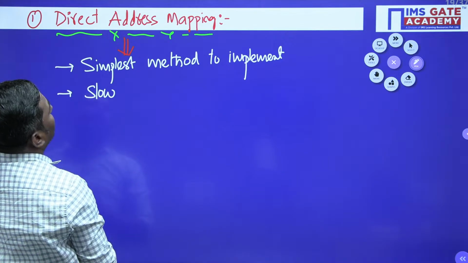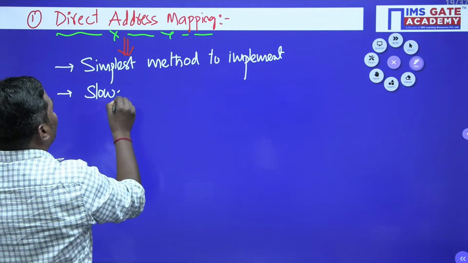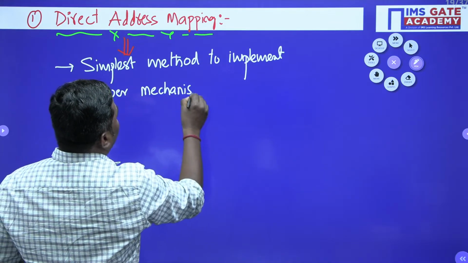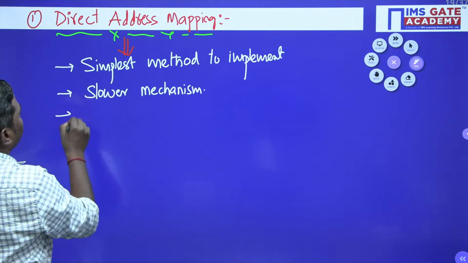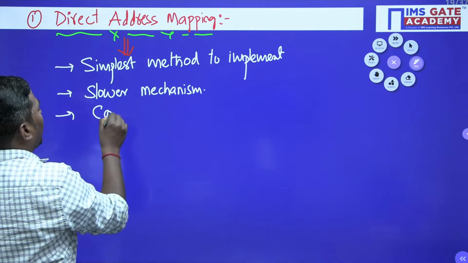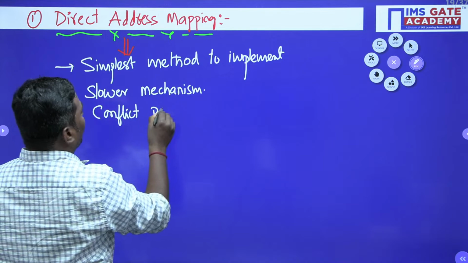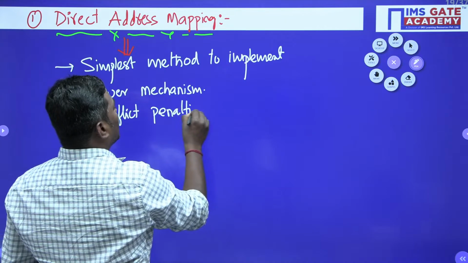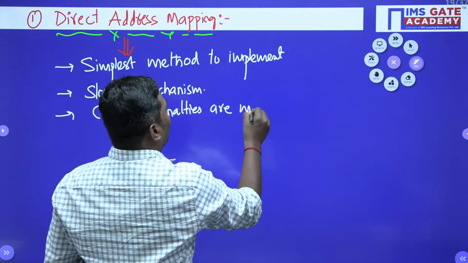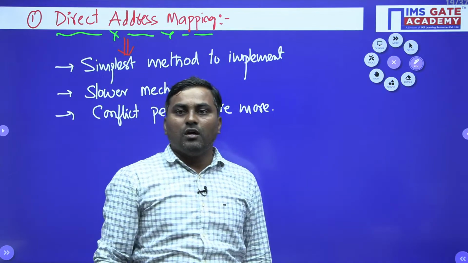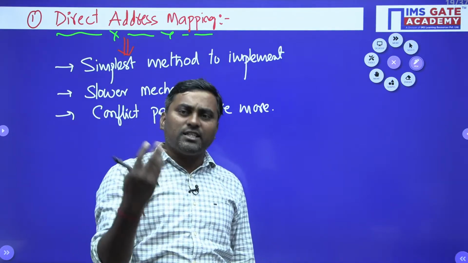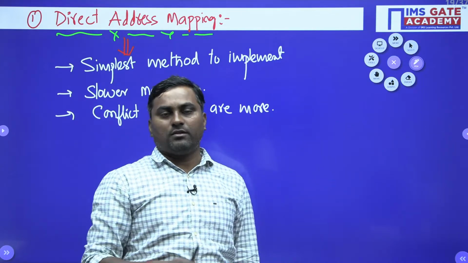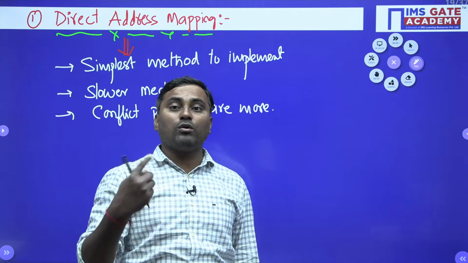Direct address mapping is a slower mechanism in terms of performance, because conflict penalties are more here. So in terms of performance, it is poor, a slower mechanism. But it is simple to implement. It has more conflict penalty.